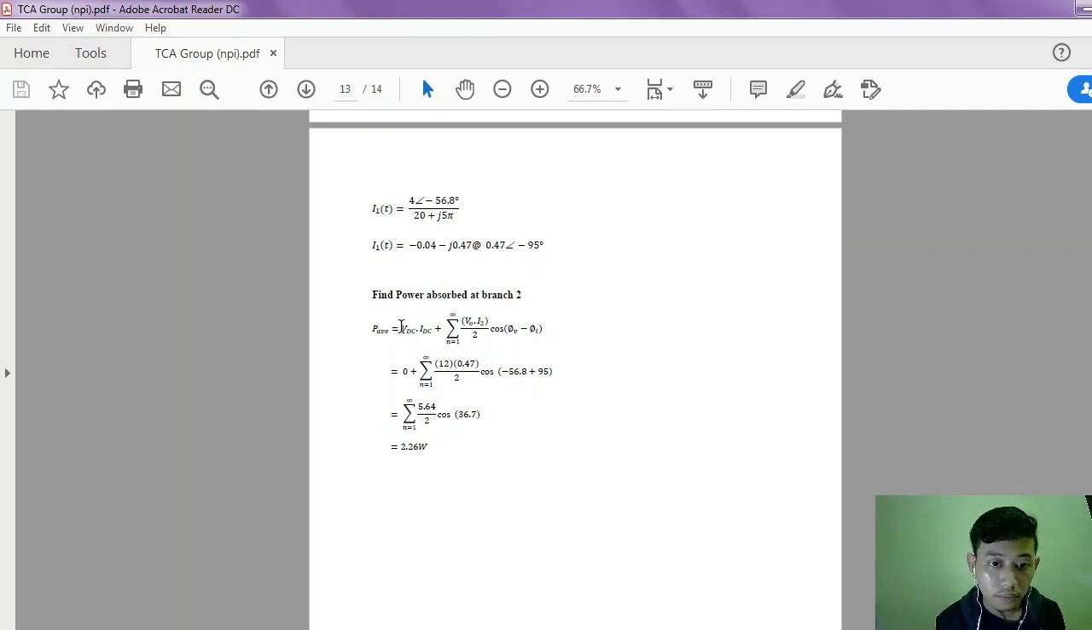Right, so for VDC and IDC, we know that it is equal to 0 because we have calculated it just now, and we also need to know the angle for the voltage and also the current at branch 2. So we just replace all the values, insert all the values, and then press the calculator and we'll get the answer: the power is 2.26 watt.